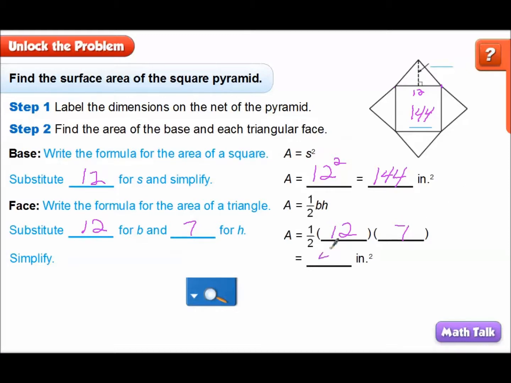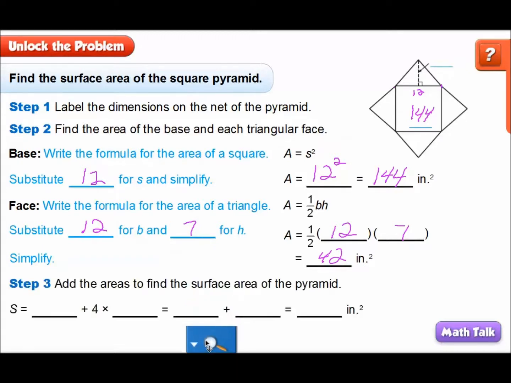Now remember, that's only one triangle, not all 4 triangles. All these triangles are exactly the same. That's the nice thing about a pyramid. The heights are all the same, and the bases are all the same because this is a square. So all these triangles will be the same. All I have to do is take 42 times 4 and add my 144 for the base. I get 144 plus 168, and that is 312.